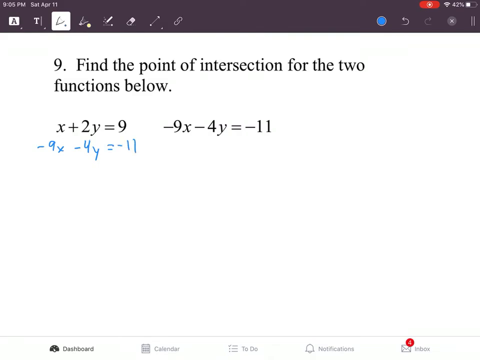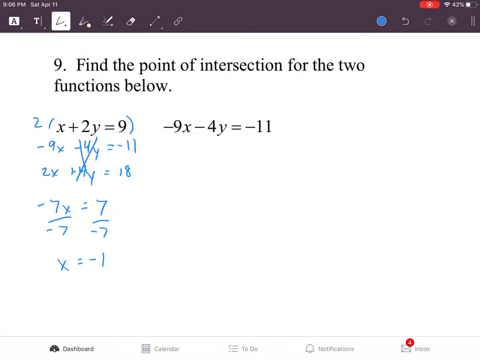Okay, now what I want to do with elimination is get one of the variables to cancel itself out. I'm going to do this by multiplying the top equation by 2. That will allow me to have positive 4y and negative 4y, and when I add those together, they will cancel themselves out. So I get 2x plus 4y equals 18. Okay, now what I can do is cancel these two things out, so I get negative 7x equals positive 7. I divide both sides by negative 7, and I have x equals negative 1.